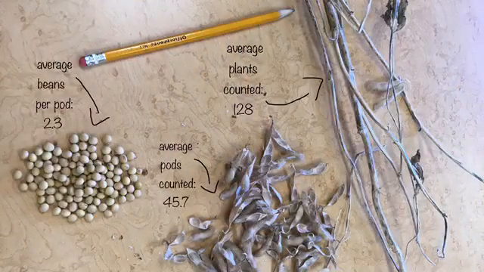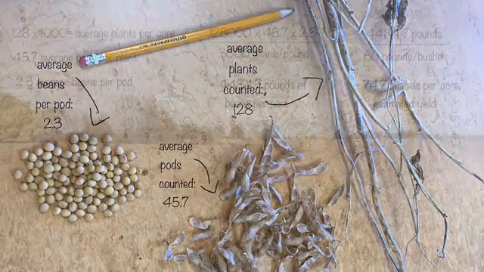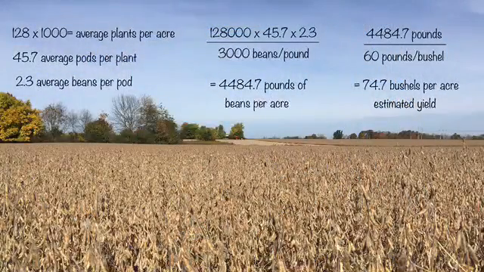Our class counted an average of 128 plants in 1/1000th of an acre. We counted an average of 45.7 pods per plant, and we found that each pod contained an average of 2.3 beans. To find the amount of plants per acre, we multiplied 128 plants in 1/1000th of an acre by 1,000. This gave us an estimated total of 128,000 plants per acre.